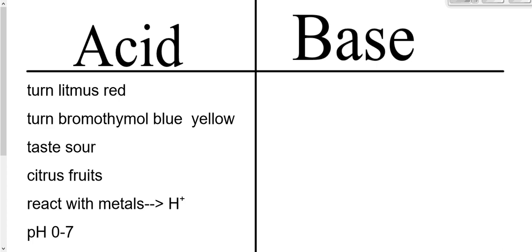Acids, for example, will turn litmus paper to a red color. They will have bromothymol blue turn into a yellow color. Both litmus paper and bromothymol blue are indicators. They are chemicals that change color in acids and bases. Acids also taste sour, which is why they're commonly found in citrus fruits. They react with metals and produce hydrogen, usually in the form of hydrogen gas, and they have pHs that are low, from 0 to 7.